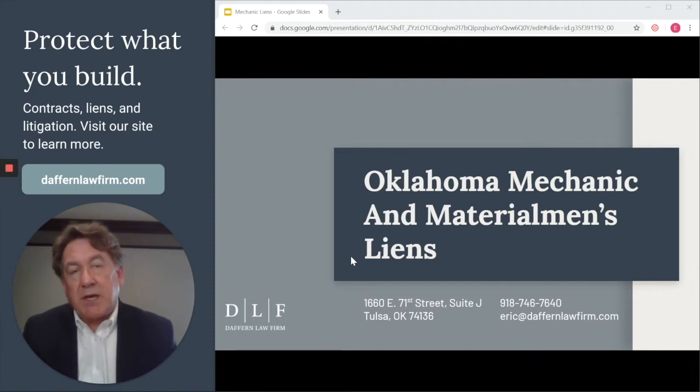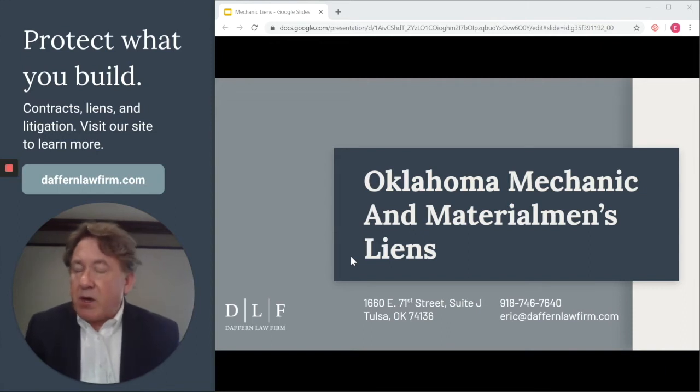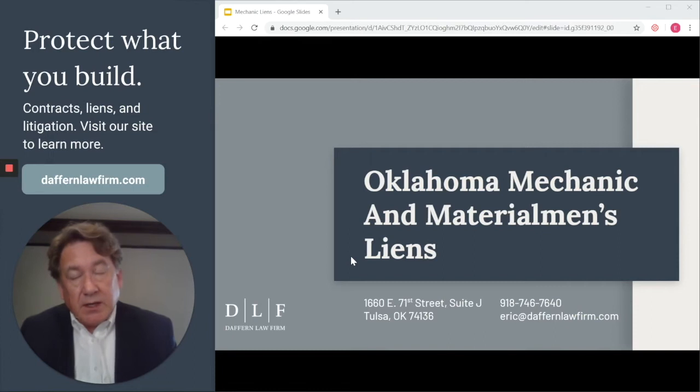So let me give you an example of why I think mechanic lien systems are so important. I've got a small construction client who does wonderful work. I consider him a craftsman. The problem is he doesn't always collect his money, and sometimes he leaves money on the table. And obviously that's not good for a construction company.